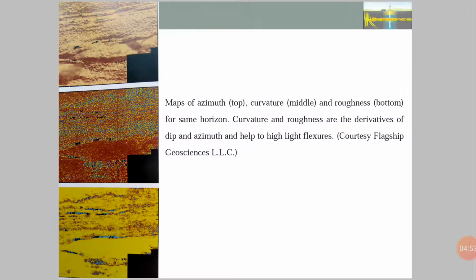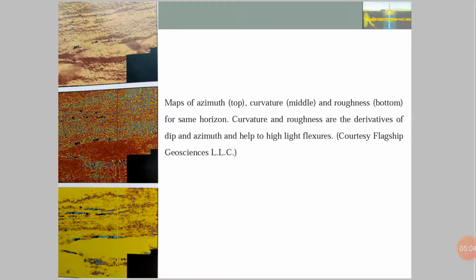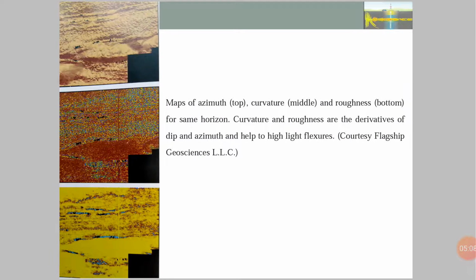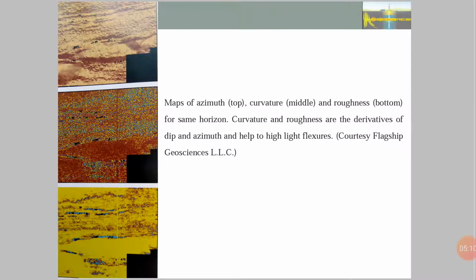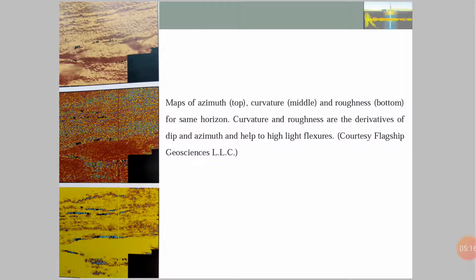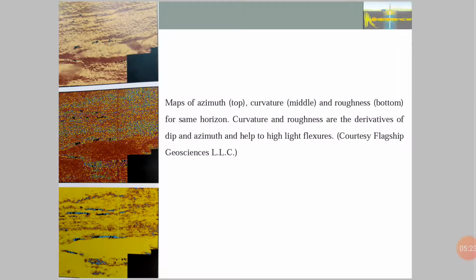Curvature is defined in 2D as a circle that is tangent to the reflector. Values of curvature range from negative to 0 to positive, where negative and positive curvature are concave up and concave down respectively. 3D curvature is defined as having two perpendicular circles tangent to the reflector. Curvature is used for fracture identification, whereas roughness or smoothness is an image processing technique on seismic data.